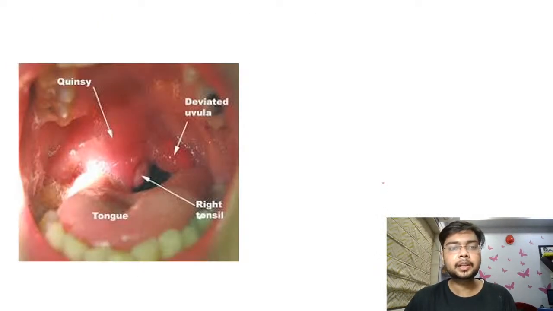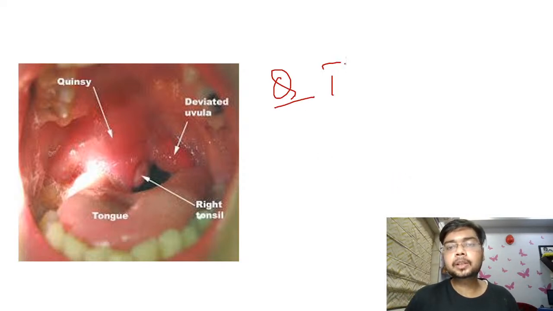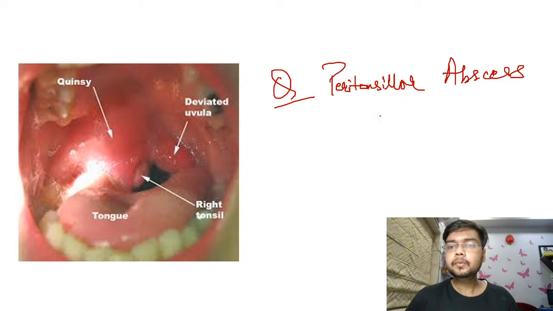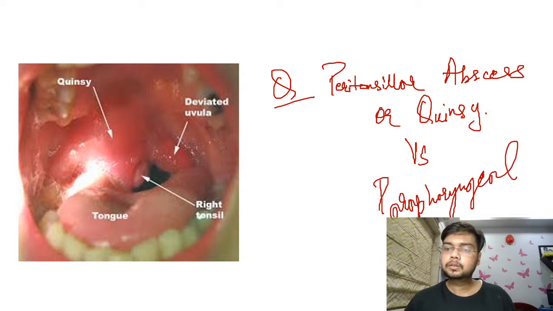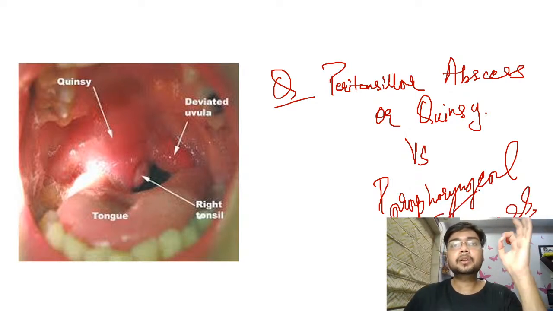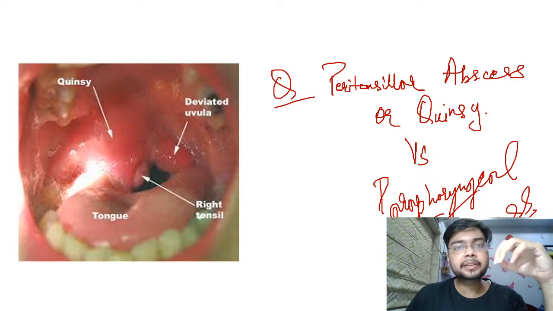It's a repeat. Now some oral cavity conditions that they are asking nowadays. So one question they had asked was about the peritonsillar abscess, that is also called quinsy, and how you are going to differentiate it from the parapharyngeal abscess. Okay, so peritonsillar abscess or quinsy and the parapharyngeal abscess.